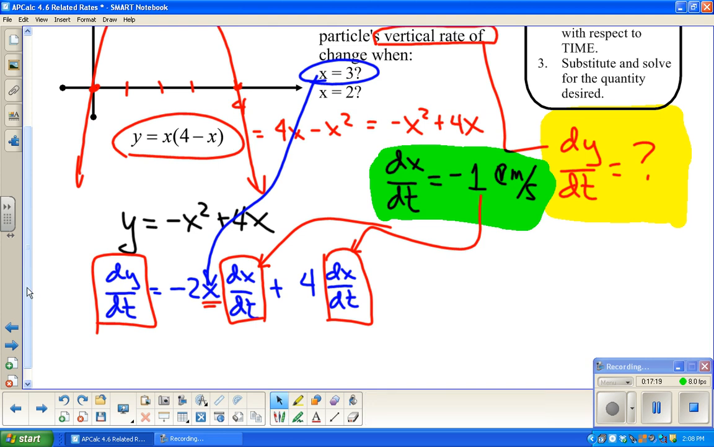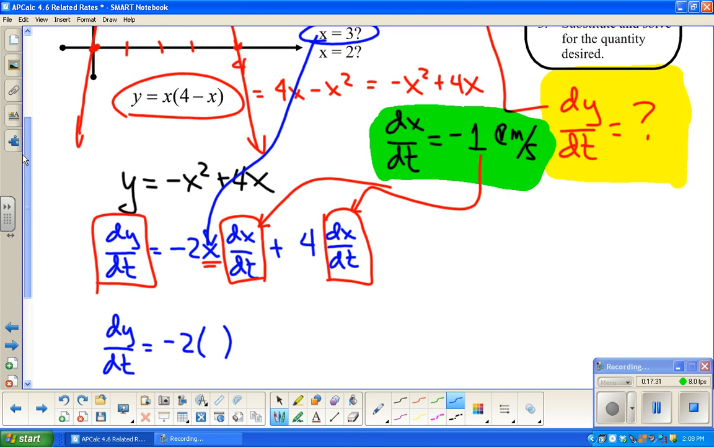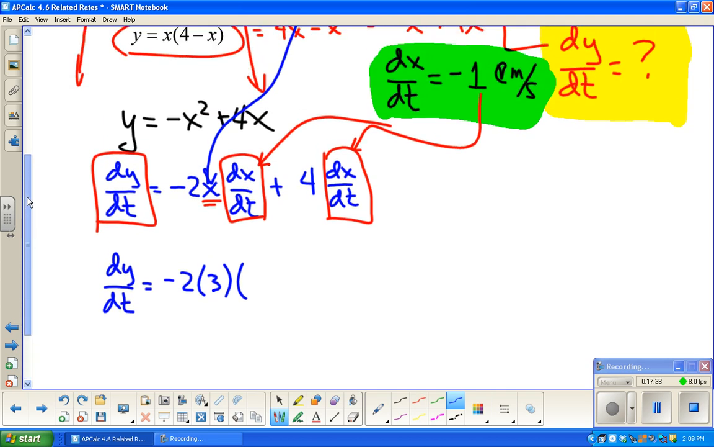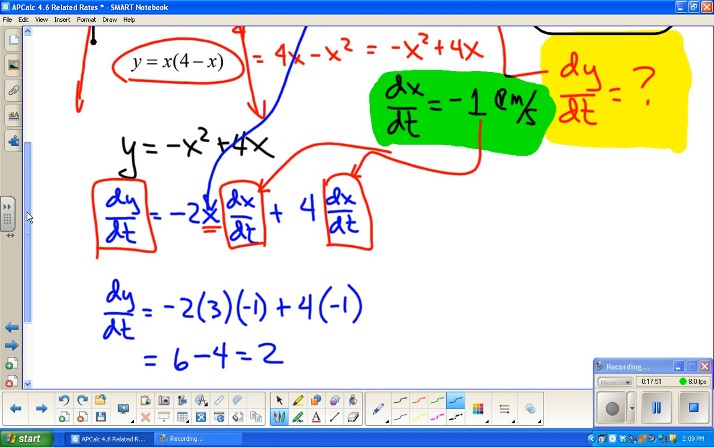So we're just going to plug it in, substitute. So -2 times, we'll do this for x equals 3 first, times, and we said dx/dt was -1, plus 4 times dx/dt, so -1. So this is now 6 plus a -4, so 2, and we said this whole thing was in centimeters per second.